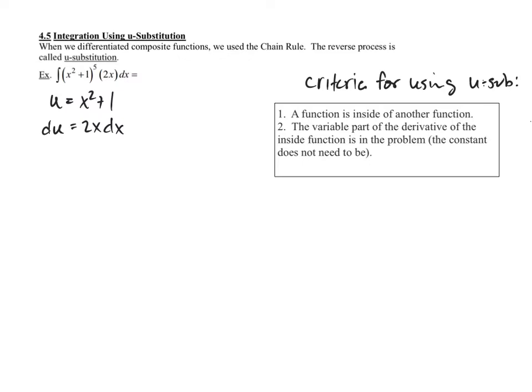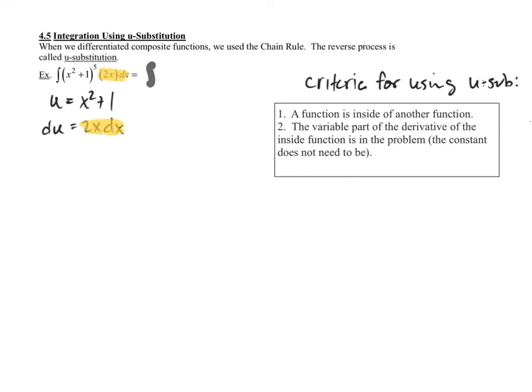So the second thing is that the variable part of the derivative of the inside function is in the problem. So basically this second criteria is that the variable part of my du, which would be this x dx, has to be somewhere in the problem, and I noticed that it is. And in fact, I made this first example pretty straightforward because not only is the variable part there, but the constant is there also.